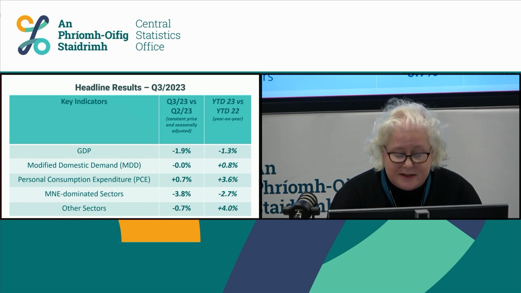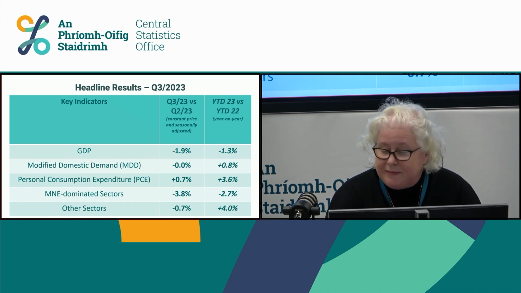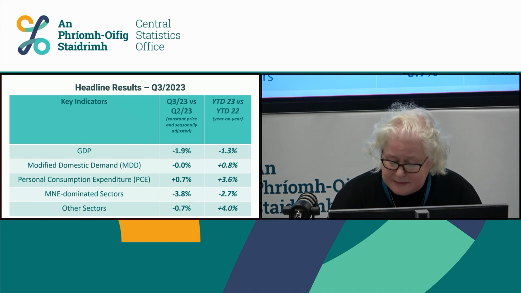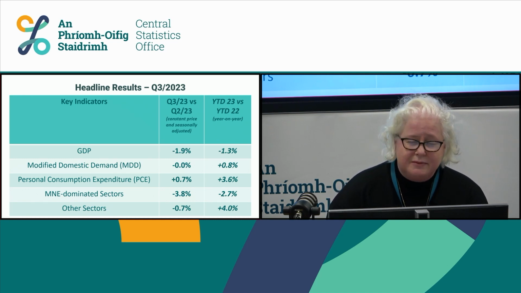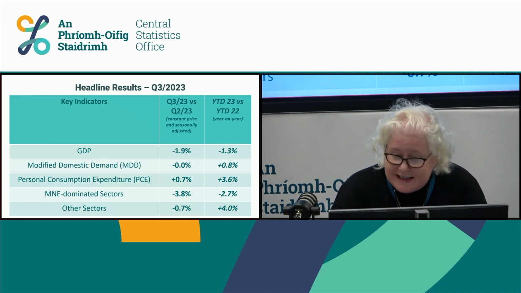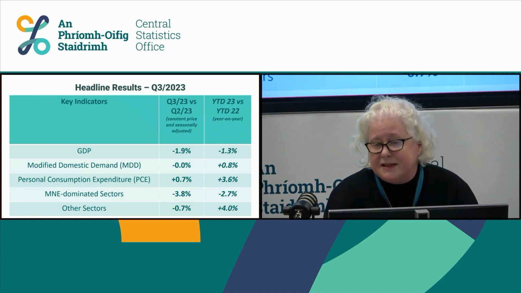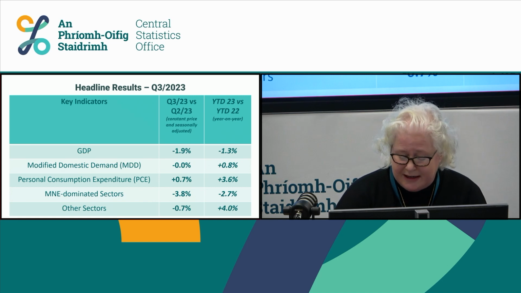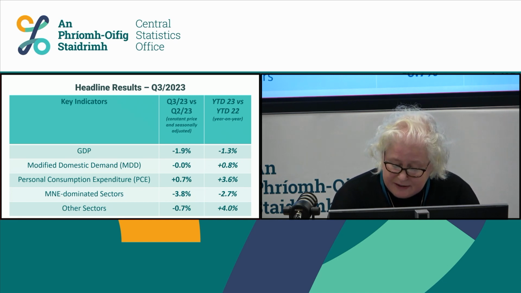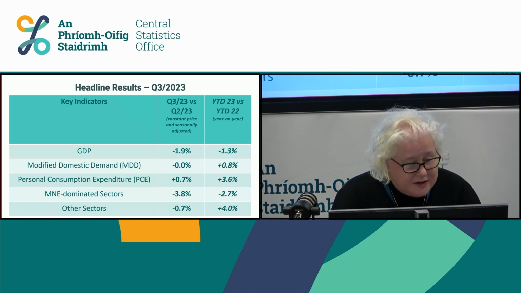For the other sectors, the more domestically focused sectors, we see a contraction of 0.7% quarter on quarter, and actually an increase of growth there of 4% when we look at the year-on-year comparisons. Looking then at the more domestically focused indicators that we have, our modified domestic demand, which looks at personal, government and investment spending, removing the impact of IP and aircraft. That's flat in the quarter and up 0.8% year on year.